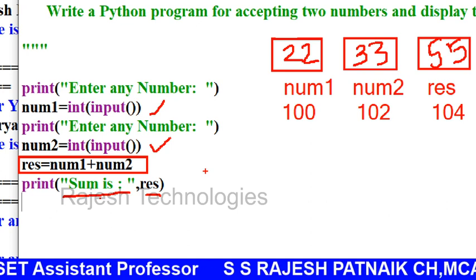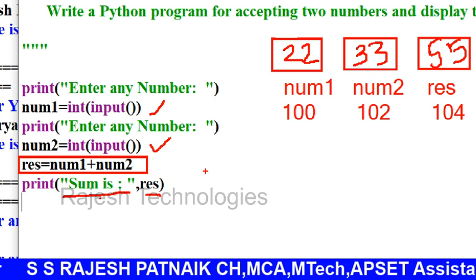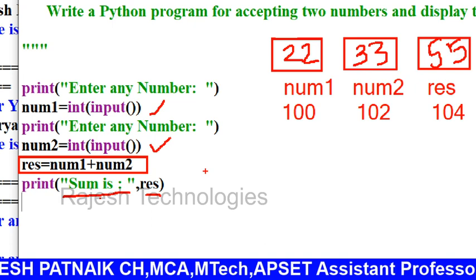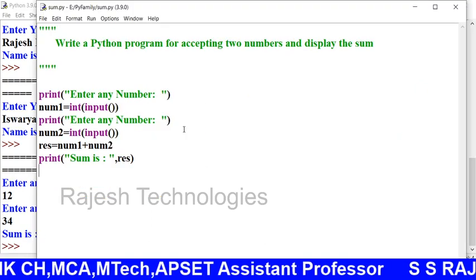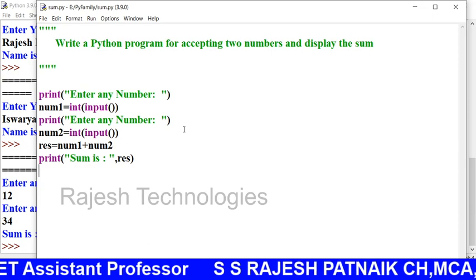Okay. So this is the program. Similarly, you can do some other programs. It is an integer. Okay. So this is the sum of two numbers program we have done.